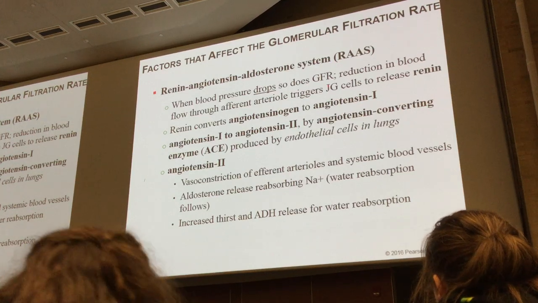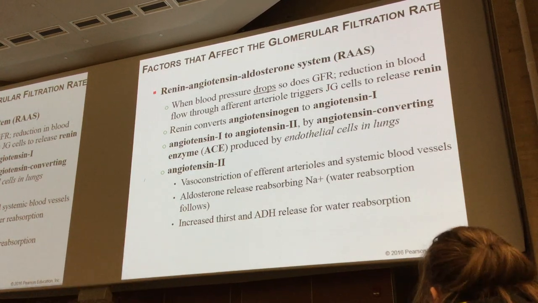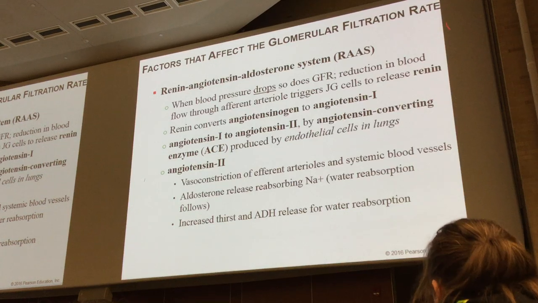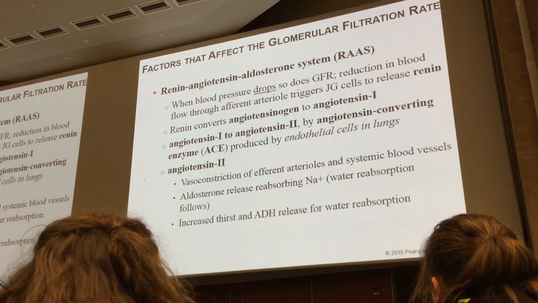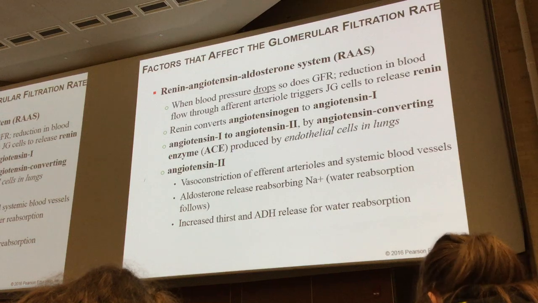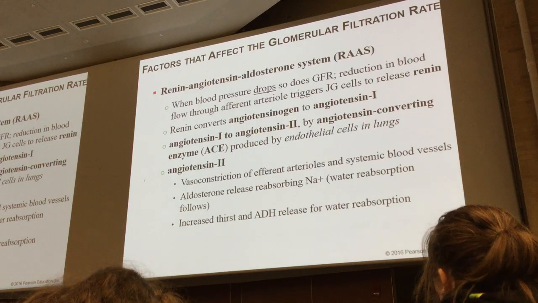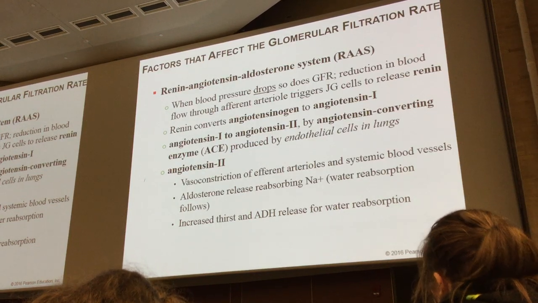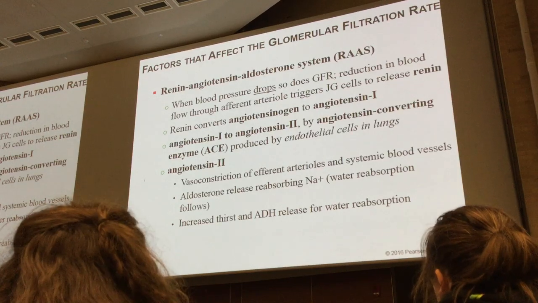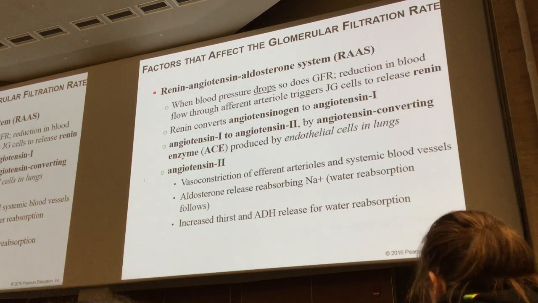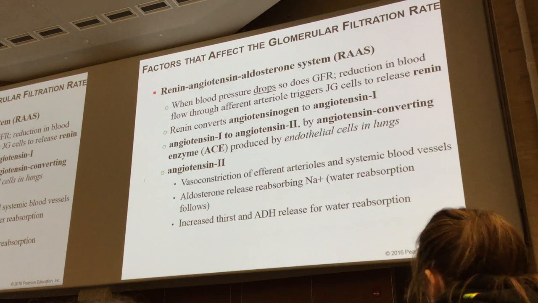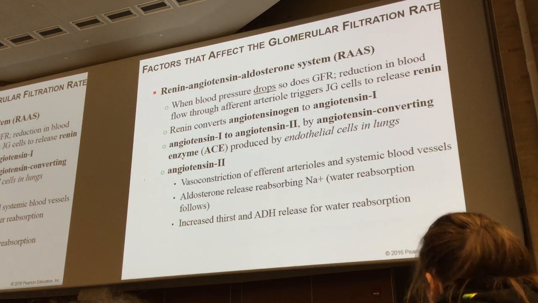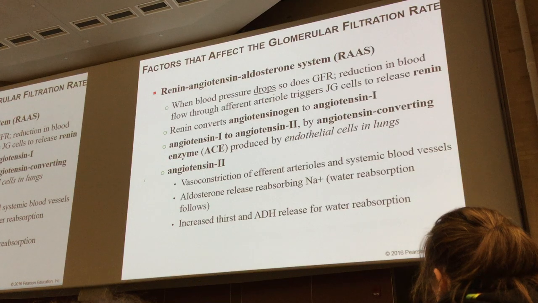But what happens is now the JG cells release renin. Renin then acts as an enzyme to convert angiotensinogen, made by the liver, floating around as we speak in all of us, to angiotensin 1. That then has to go to the lungs, where ACE is, and ACE converts it to angiotensin 2, which is the active molecule.